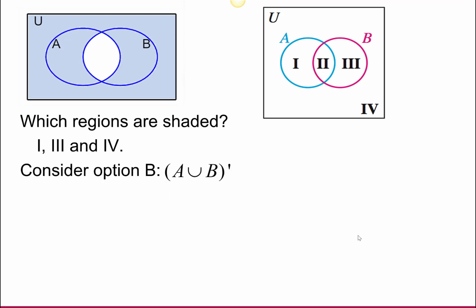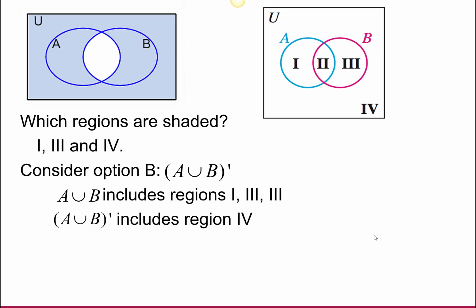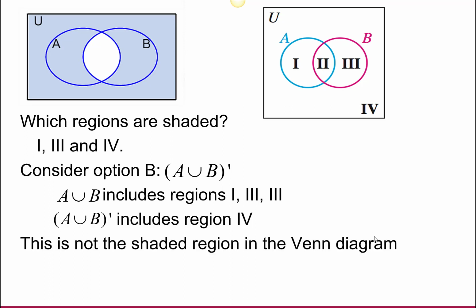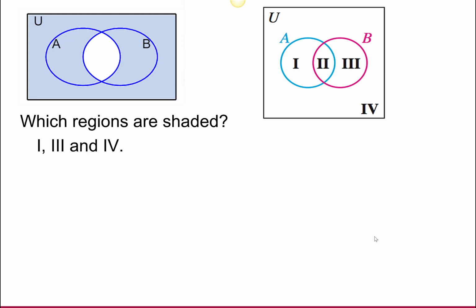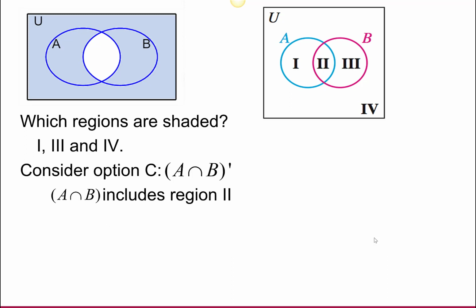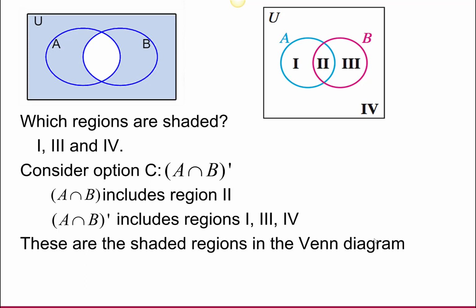So let's take a look at option B. A union B and take the complement. So A union B is regions 1, 2, that should say 1, 2, and 3. And the complement of that would be region 4. That's not the shaded region that we're seeing. Let's take option C. A intersect B is region 2. Take the complement of that, which will give me 1, 3, and 4. This is the shaded regions that we identified.